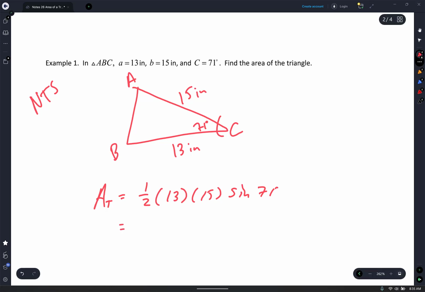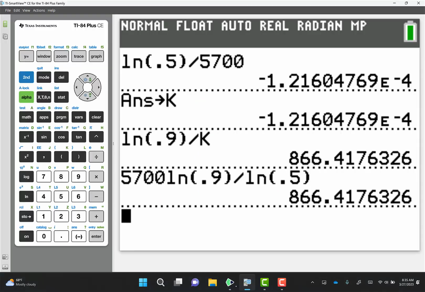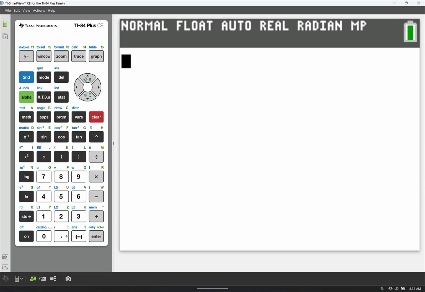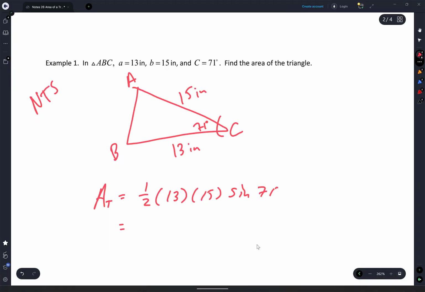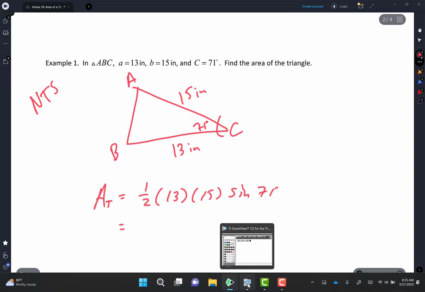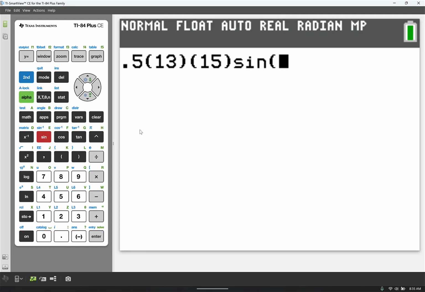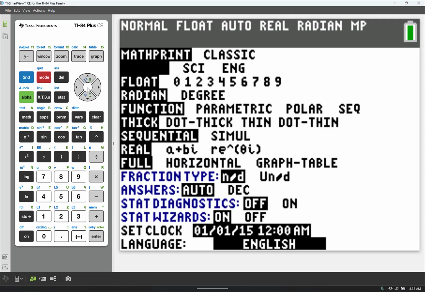Take your calculator. And here's my calculator. So let's see. Let me clear all this ugly stuff here. 0.5 times 13 times 15. Let me know if I make mistakes, guys, because my short-term memory sometimes is pretty bad. Sine 71. So sine, and I'm in radian mode, so let me go to degree mode real quick.